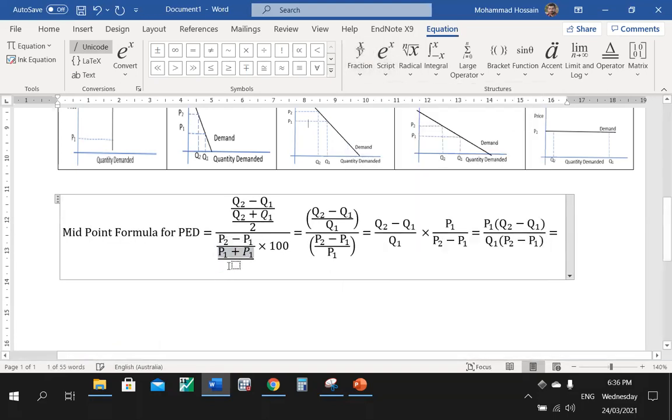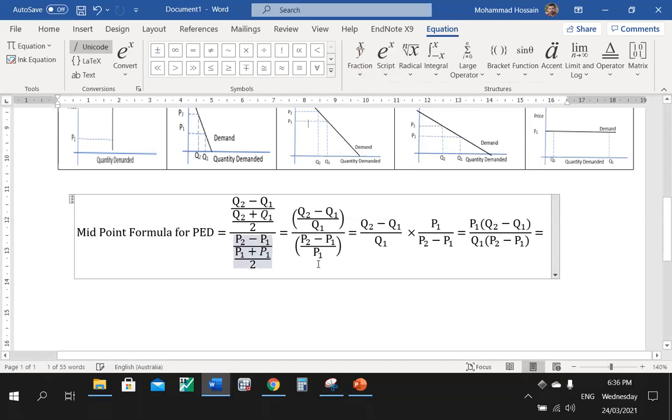Whole thing divided by 2. This is the formula. Okay. And from these things, we can say very clearly, because 2 and 2 will be cancelled out, it will be like this.